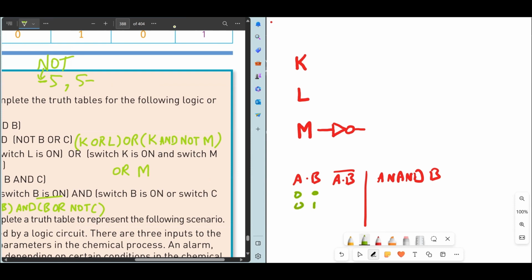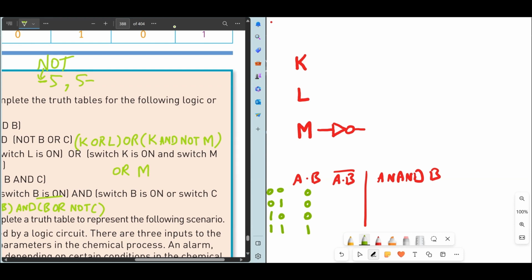0 0 0 1 1 0 1 1. No, sorry. This is the label for the A and B. So AB goes there: 0 0 0 1 1 0 1 1. So 0 dot 0 is 0, 0 dot 1 is 0, and the AND gate is only 1 when both of the inputs are 1.